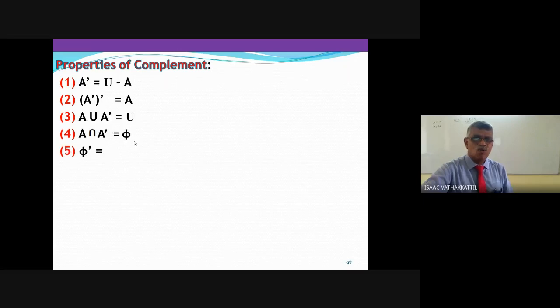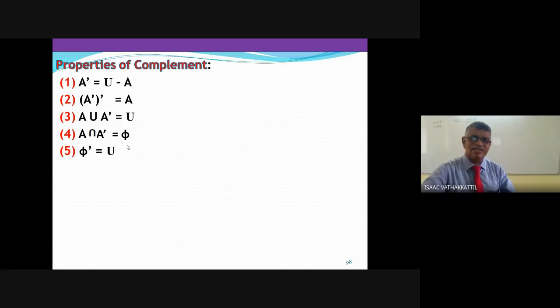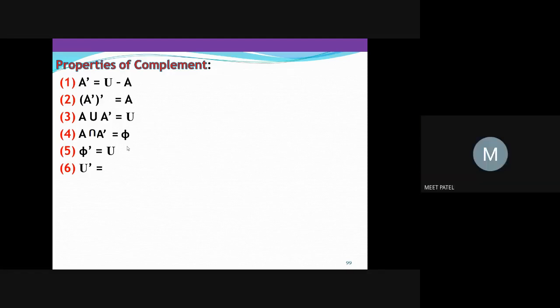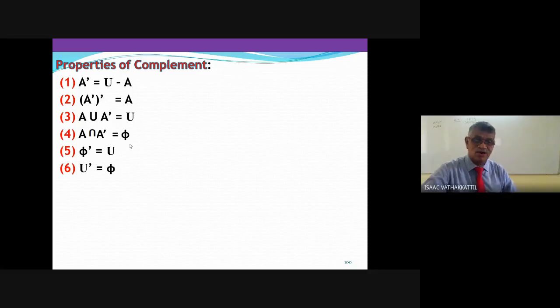Okay? What will be the complement of phi? What is phi dash? Again, nothing is in phi. Phi dash is universal. What is not in phi? All are there. So phi dash is the universal set. What is U dash? Null set. It has no element. U dash is the null set.